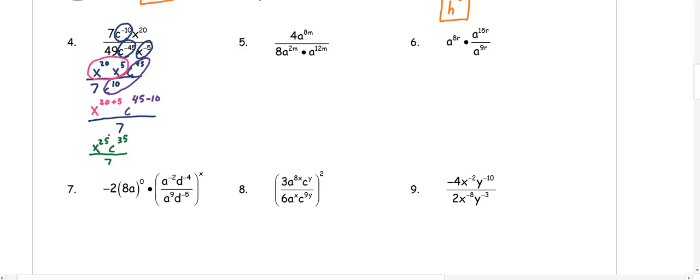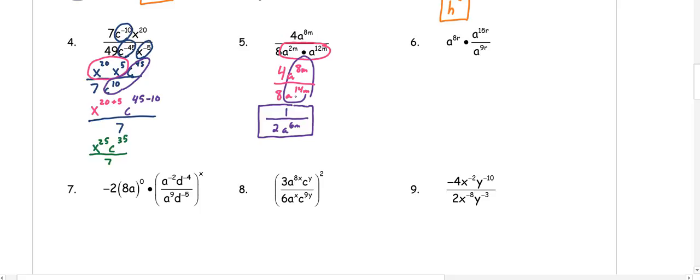Number 5, so I have 2 a's in the denominator that can get added together, which leaves me with 4a to the 8m over 8a to the 14m. Notice that we have 2 m's, one in the numerator and one in the denominator, and we can reduce 4 and 8. So to reduce 4 and 8, both numbers are divisible by 4, which leaves us 1 over 2. For the m's, I'm going to subtract them, so 14m is larger. 14 minus 8 gets us a to the 6m. So the 1 is needed in the numerator because I need some value in there since everything else has either been divided out or moved away.